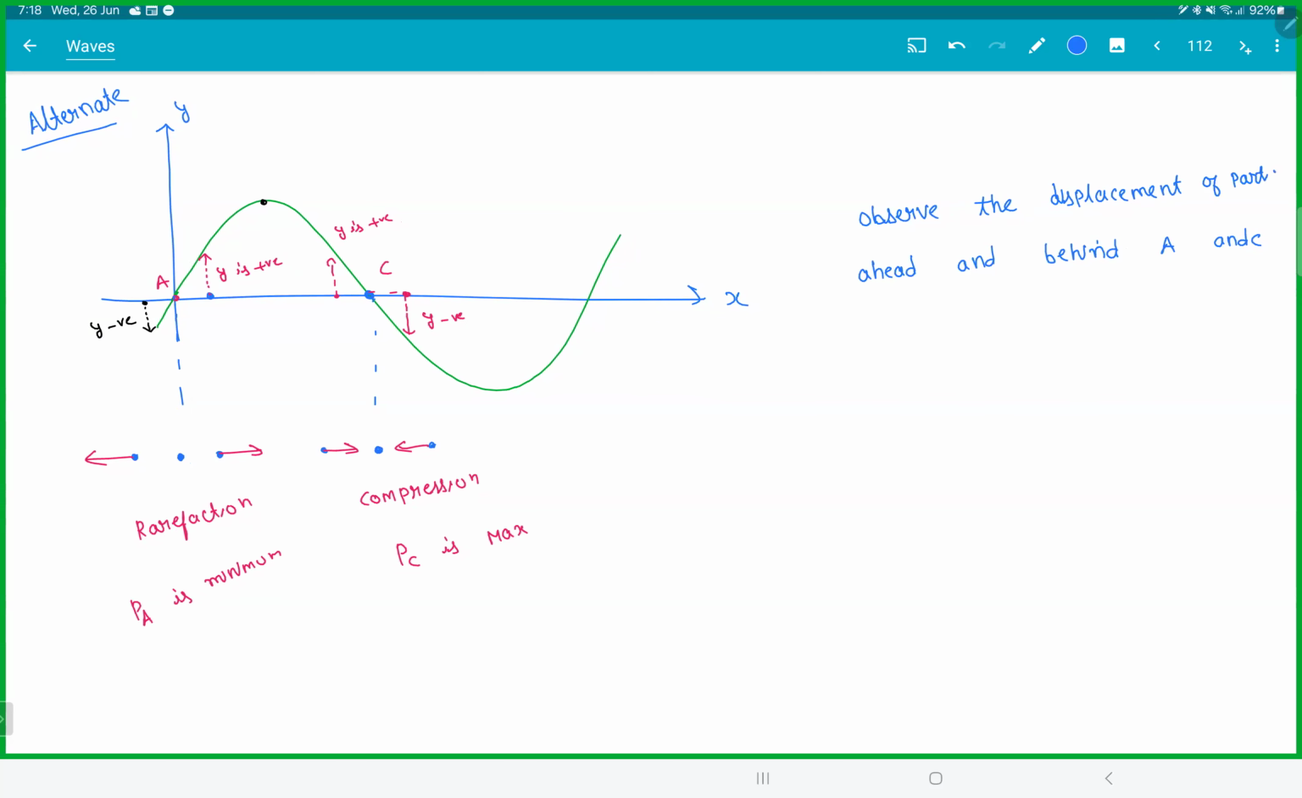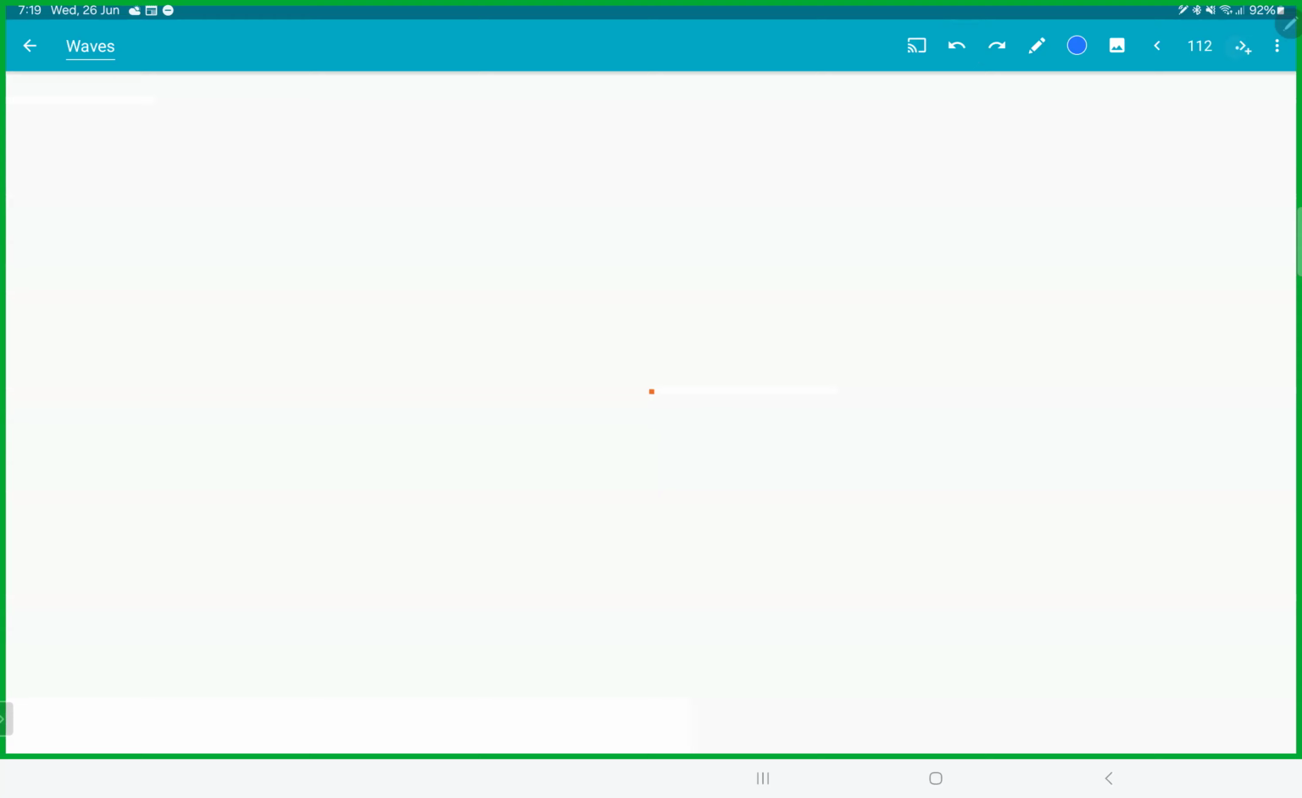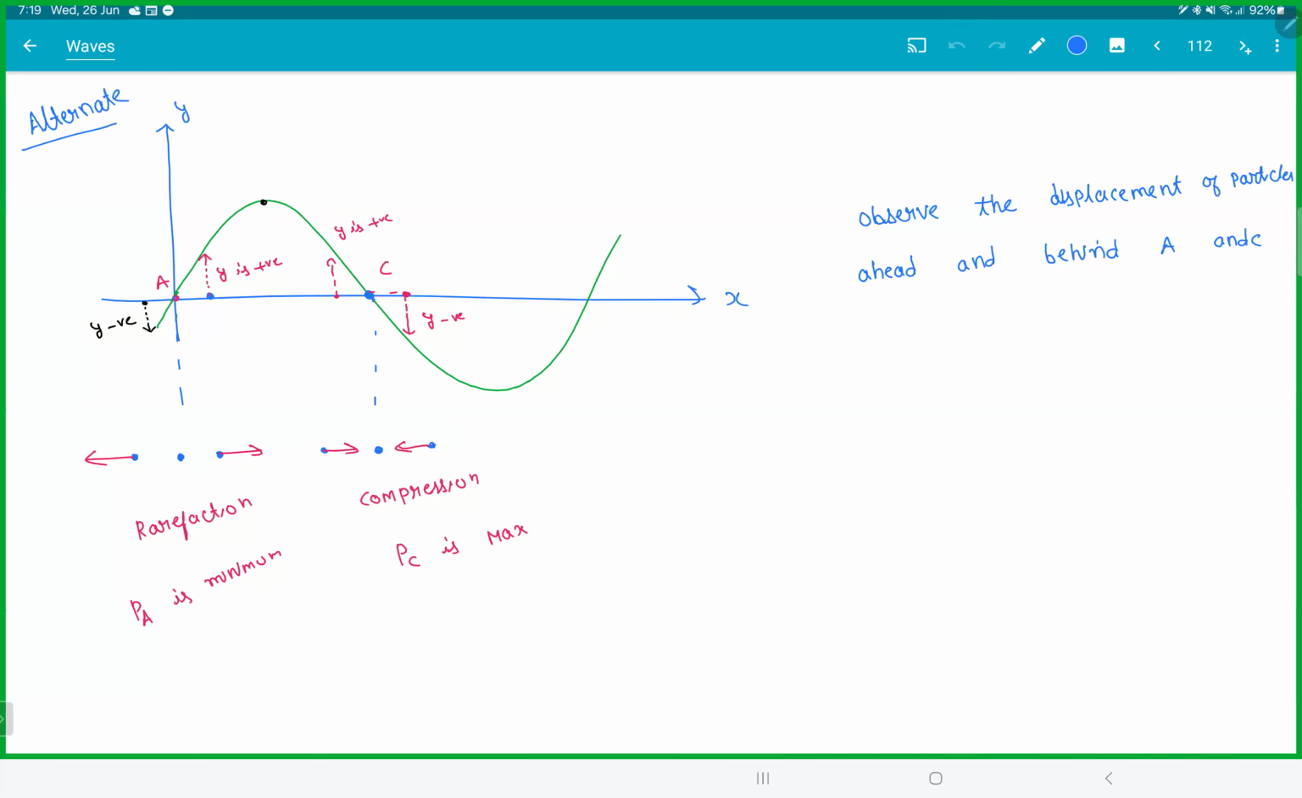So when they ask this question now, I told the answer for the second question. So be careful with that. That word will change a lot. Maximum change in pressure is different. Maximum pressure is different. All clear? Next thing.